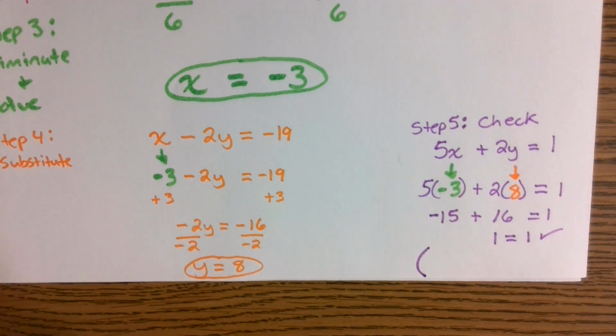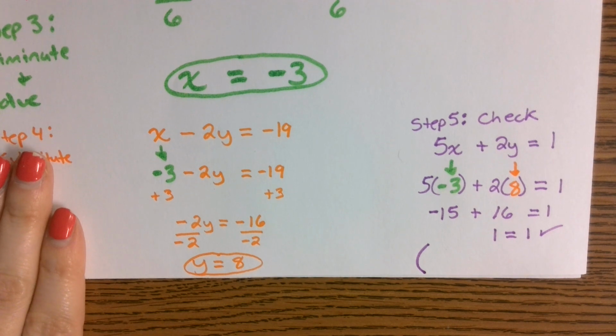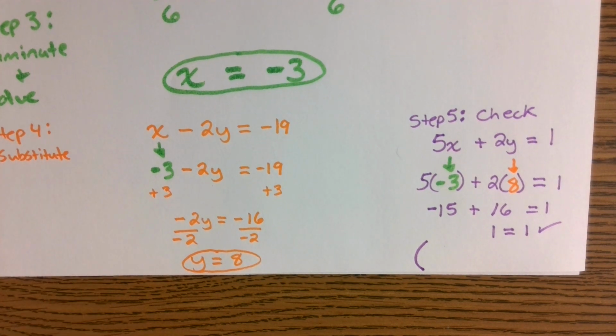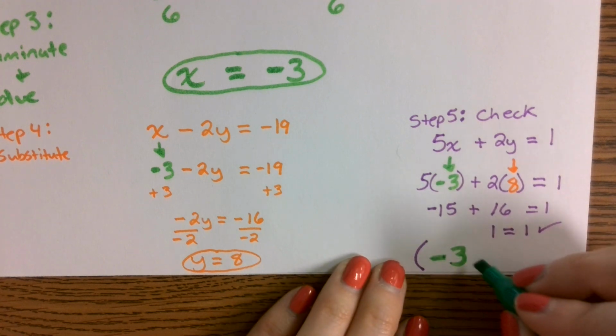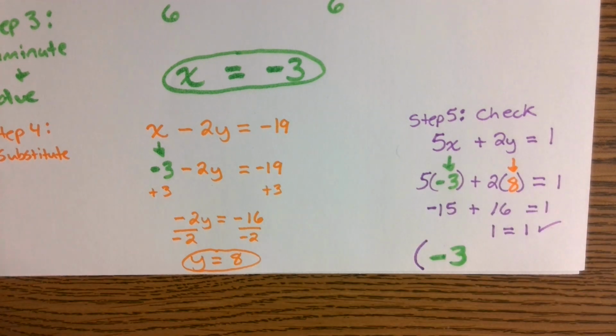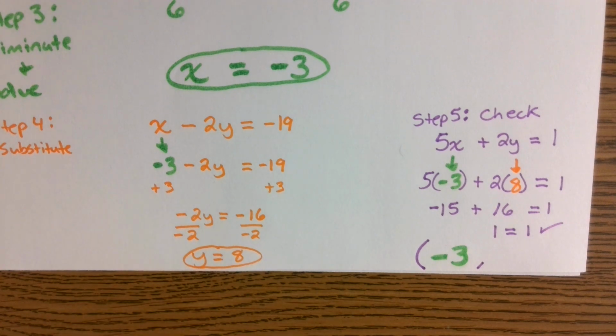My final answer, you always write your final answer in coordinate grid form or ordered pair form. Negative 3 for your x and a positive 8 for your y.